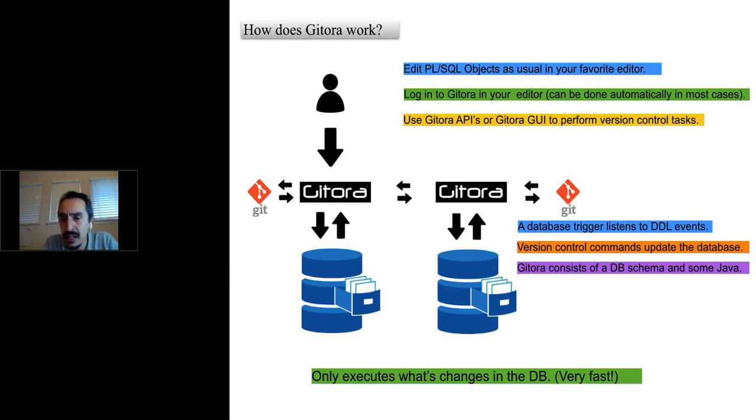Narayan has a question. How many versions of code are maintained in Gitora? How far back can we go? You can go as far back as infinity. From the moment you start to use Gitora and Git, that's the point you can go back to. It stores everything, the full history. Git does that. Gitora is only a bridge between the database and Git. You can go as far back as you want. No limit.